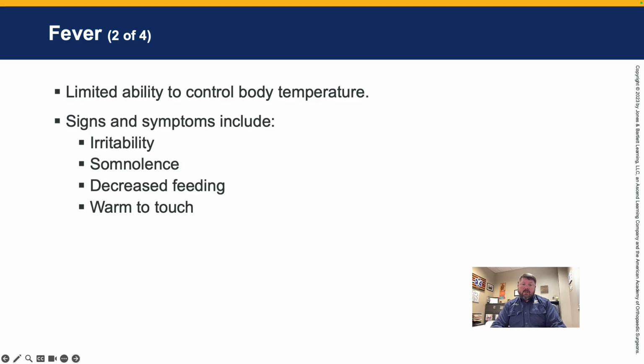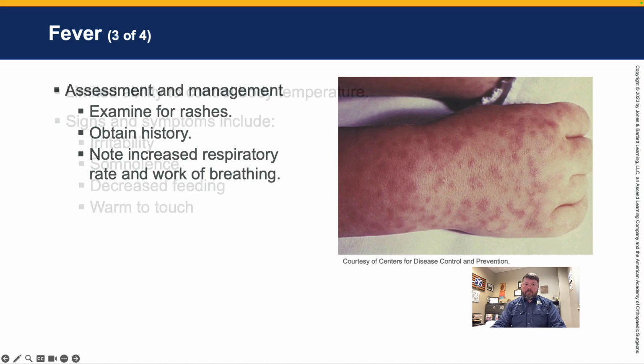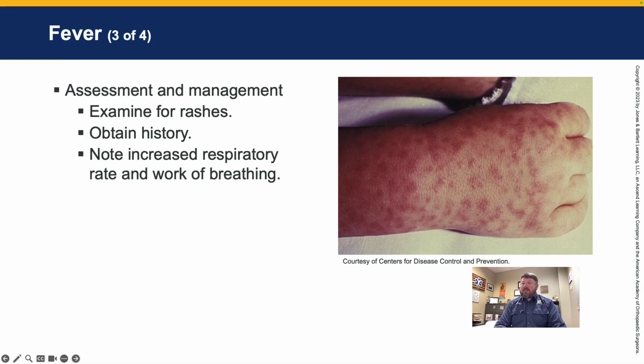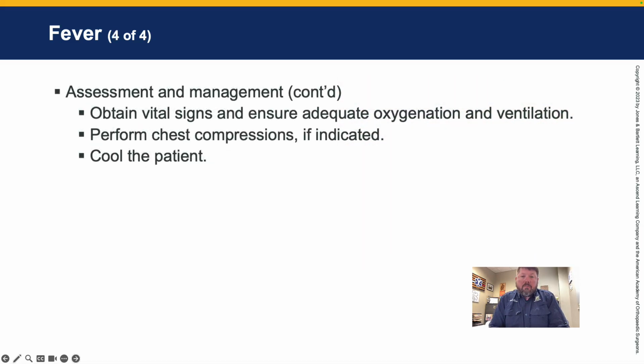Signs and symptoms include irritability, somnolence, decreased feeding, and feeling warm to the touch. Examine for presence of rashes. A lot of times rash will develop with fever. Look for petechiae, pinpoint red, brown, or purple skin lesions, and examine the soles of the feet and palms of newborns with dark skin. Obtain a careful history about their general activity, feeding, voiding, stooling, and note increased respiratory rate and work of breathing.